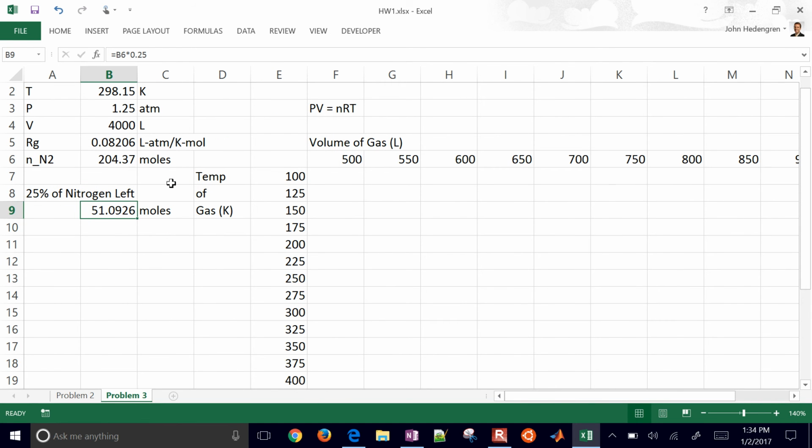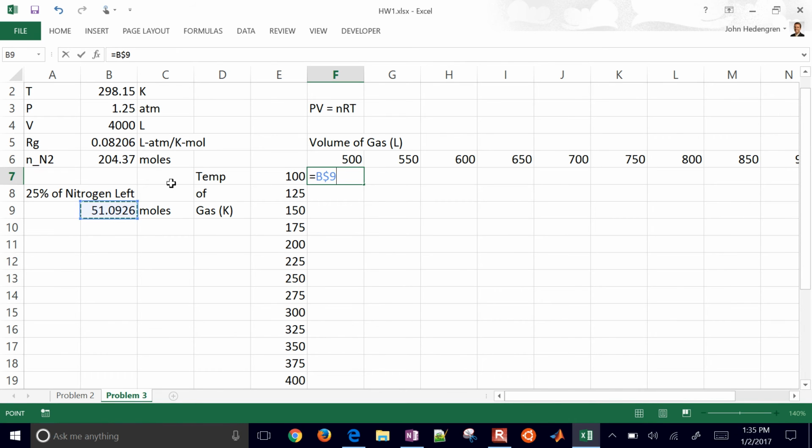So that one's going to be a fixed one. We're going to do a double dollar sign there to make sure it doesn't move from B9 for that calculation. Okay, so now we have the pressure is going to be equal to n. Now if you hit F4, it'll give it to you automatically. Okay, so if I hit F4, it puts in the dollar signs.